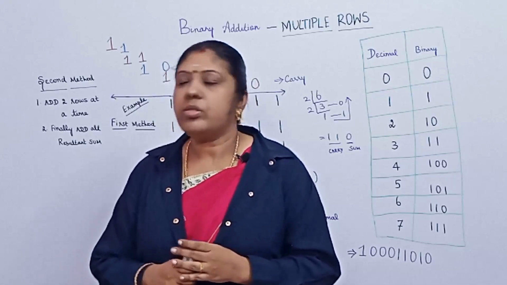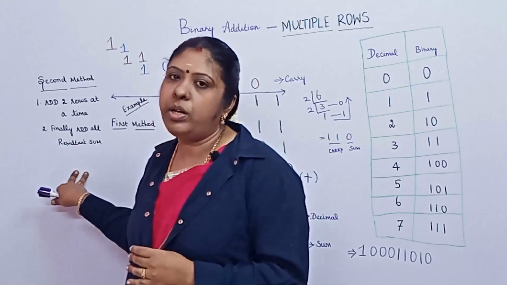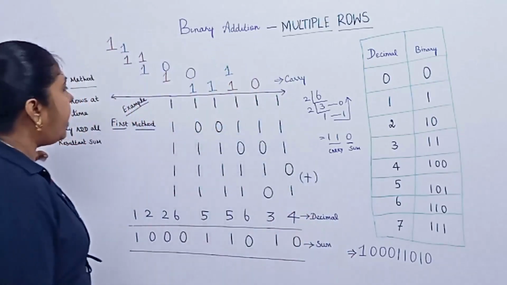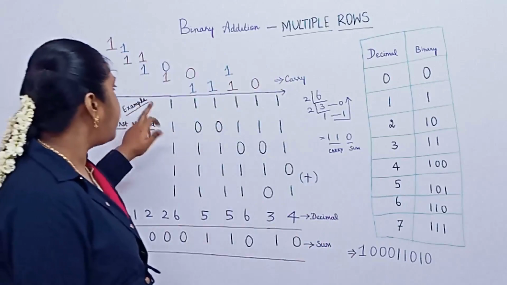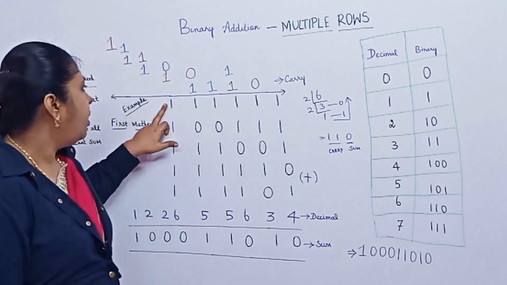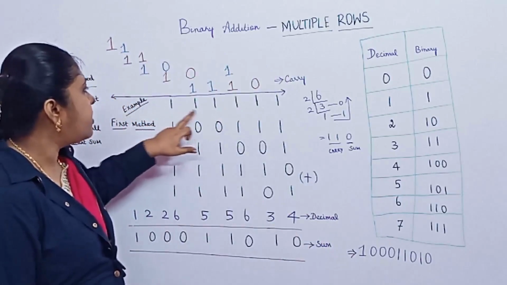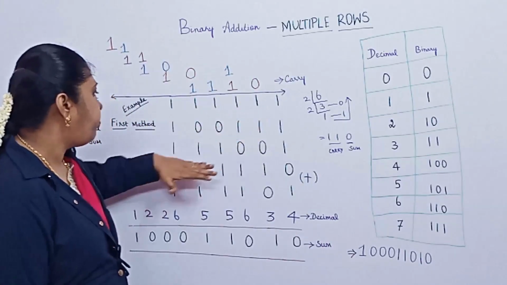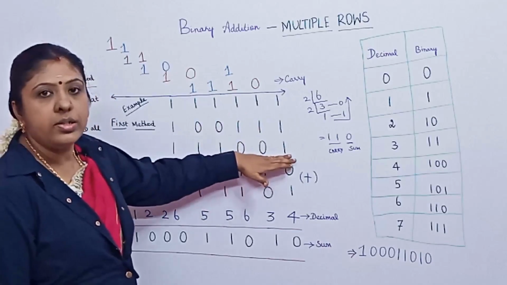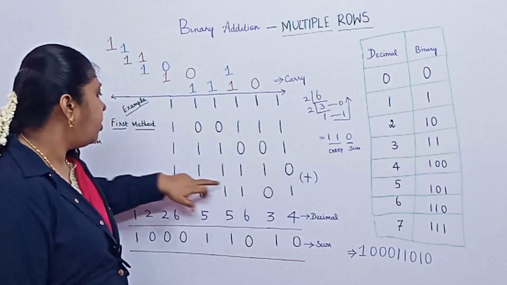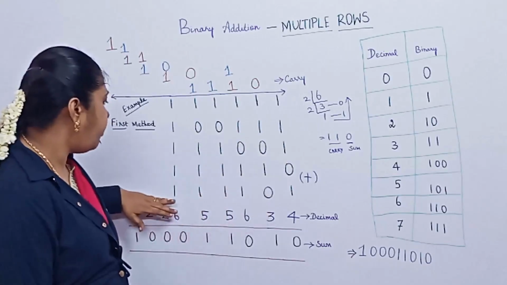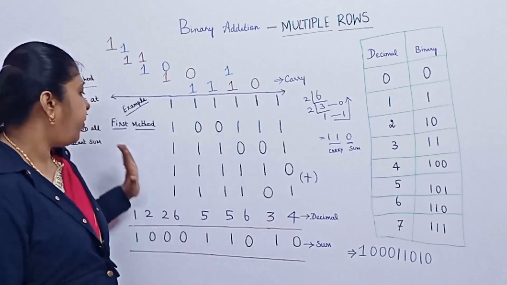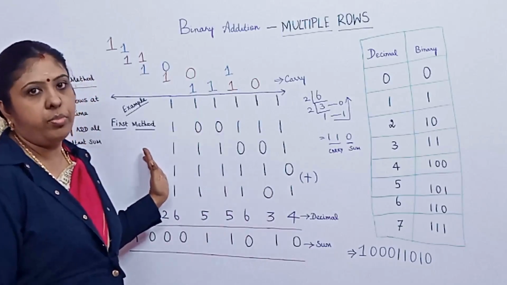So in the second method for multiple rows, we have to add two rows at a time. Consider this example, which contains the first row as 111, second row as 100, 111, third row as 111, fourth row 111, and fifth row 111. These are the 5 rows on which the binary addition has to be done.